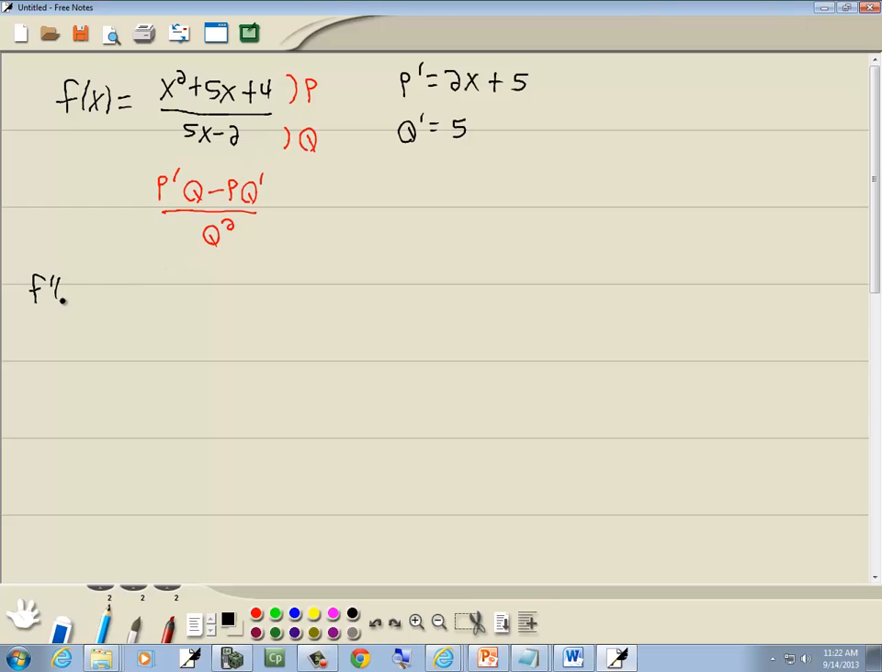So now we'll plug in everything we found. P prime we said was 2x plus 5, times Q, which is 5x minus 2, minus P, so minus x squared plus 5x plus 4, times Q prime, which is 5, all over Q squared.